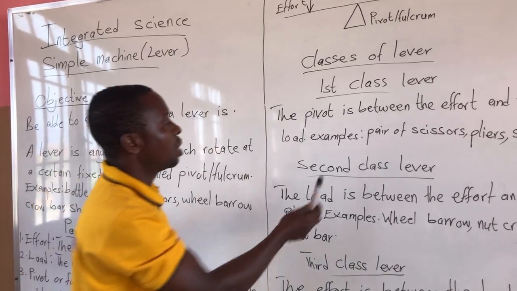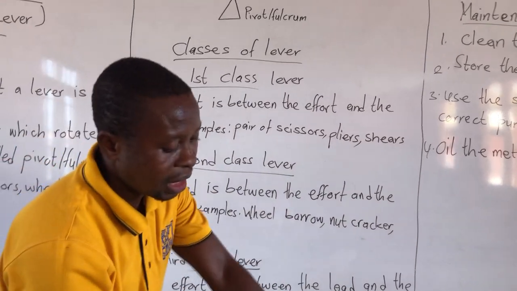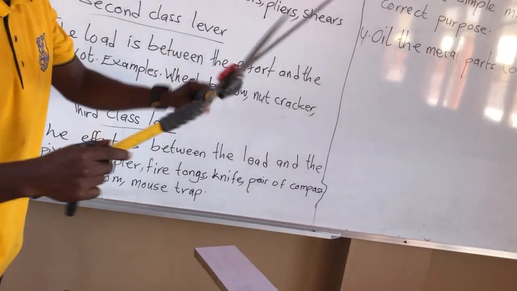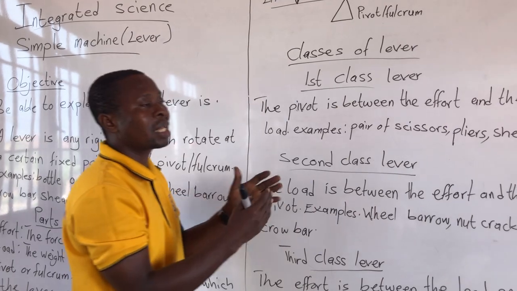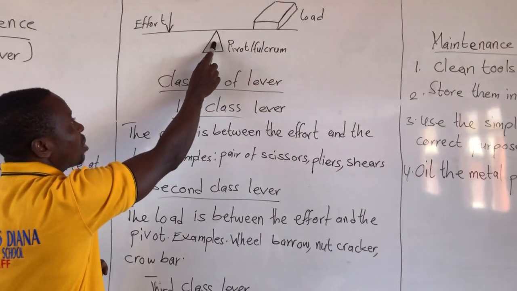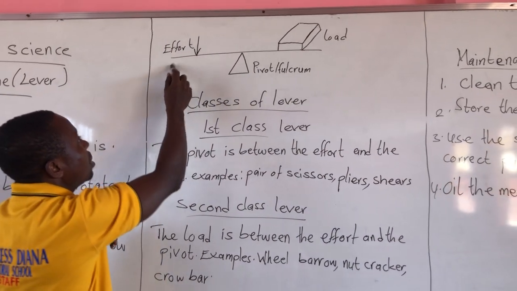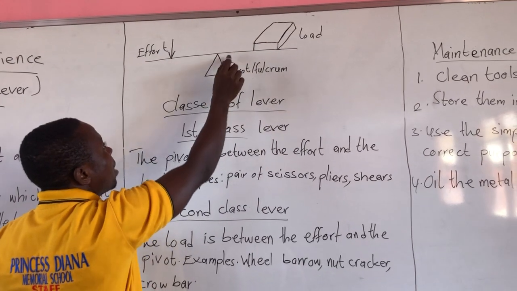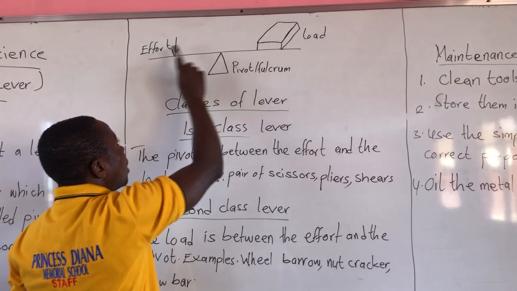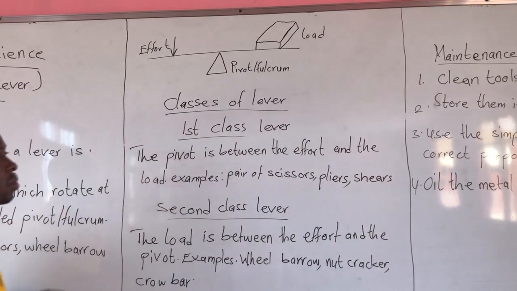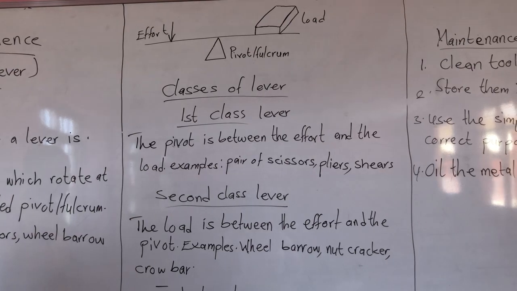Let's look at some examples. We have a pair of scissors, pliers and shears. This is a shears, and then we have a pair of scissors. Then we also have pliers. They all have the pivot at the center. For example, this is the pivot at the center. This is the load, this is the pivot, and this one is the effort. So you can see that the drawing here is about the first class of lever, because this is where it will turn, the load is there, and this is where we apply the force. Very good.